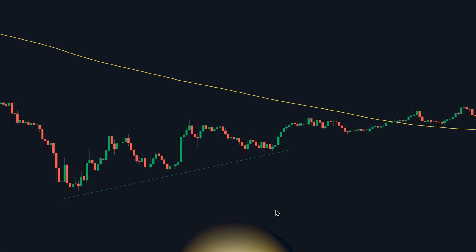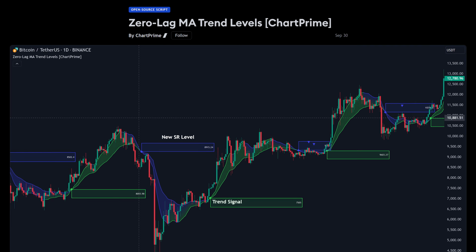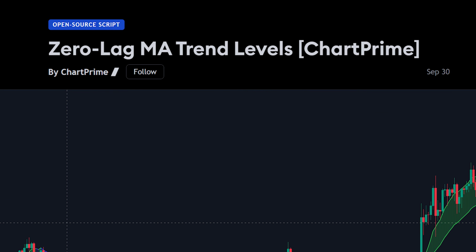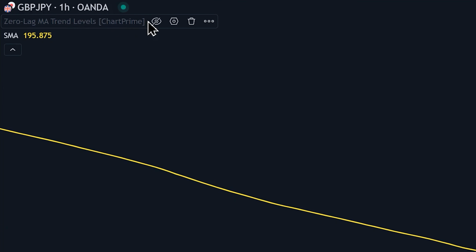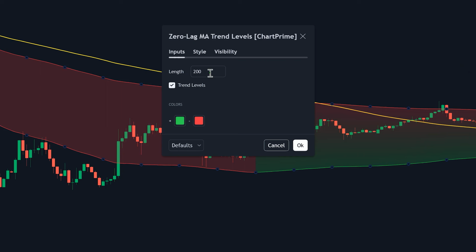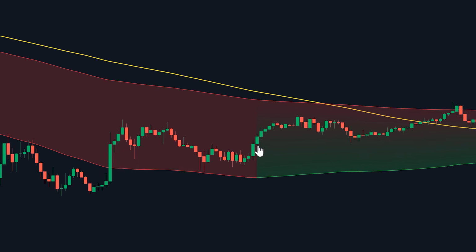But what if there was an alternative indicator that would minimize the lag? Well, introducing the zero lag MA trend levels by ChartPrime. As you can see, if I activate it and set it to have the same 200 length as the simple moving average, this indicator would have indicated signs of bullishness right starting from this point.